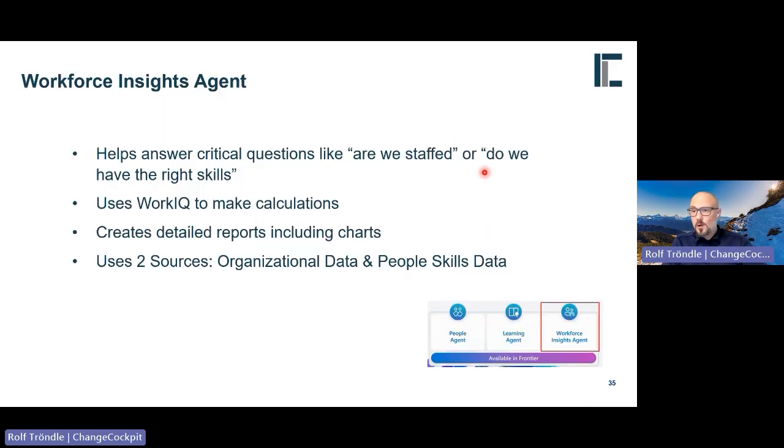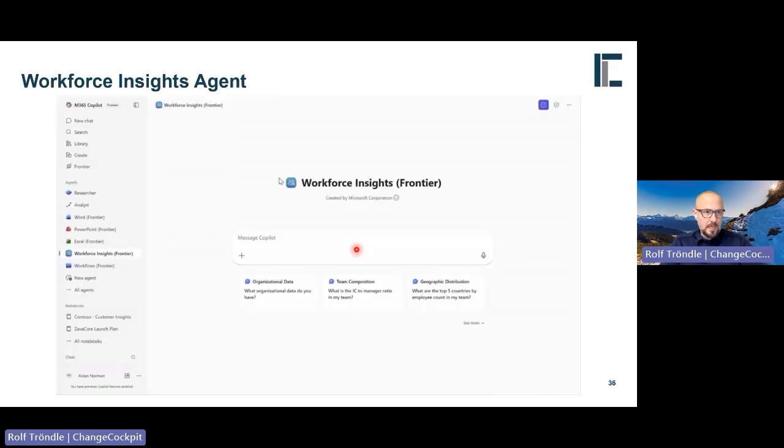Then we have another one called the Workforce Insights Agent. That's the third one in here, and this will help people, leads or team leads, get answers about staffings and skills. Let's say you have a new team leader and he wants to ask about, are we staffed or do we have the right skills? It uses the newly announced Work IQ, and it also uses sources like organization and again people skills data. So everything is interconnected in here.